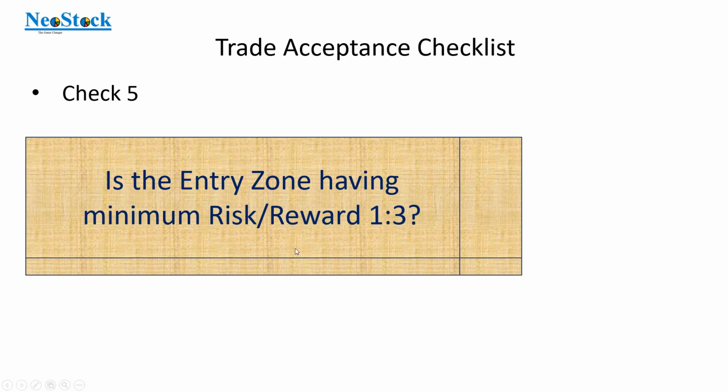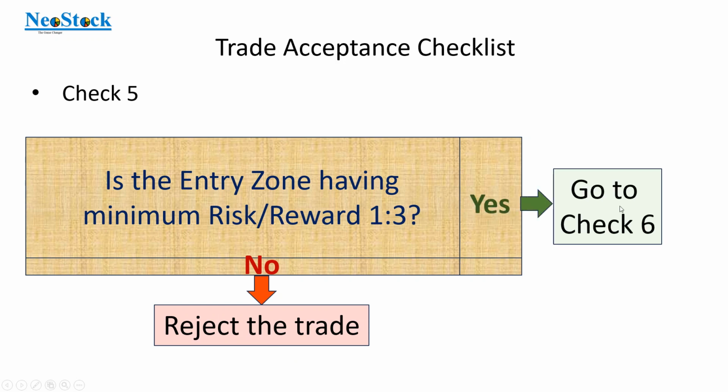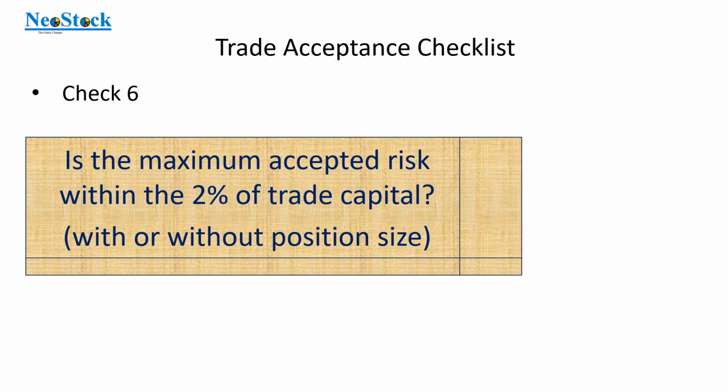Okay, suppose the answer is no. Reject the trade. If the answer is yes, proceed with checklist item 6. So what is checklist item 6? It says, is the maximum acceptable risk within 2% of the trade capital? Maybe you may do position sizing or you may not, but you achieved this 2% of capital. That means your risk is less than 2% of your capital. Then you can proceed further.